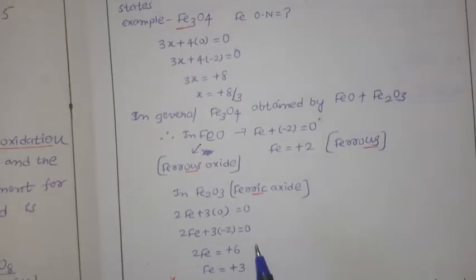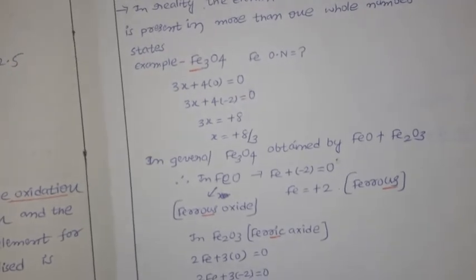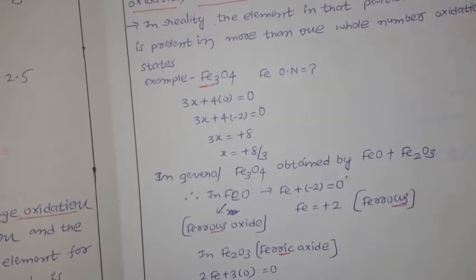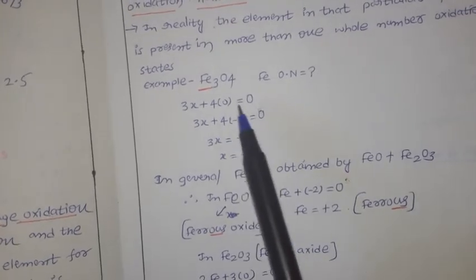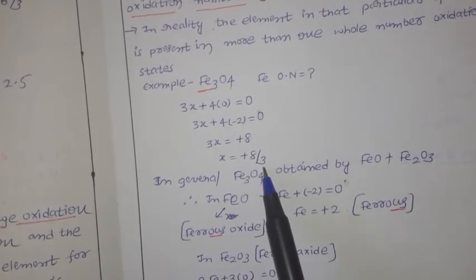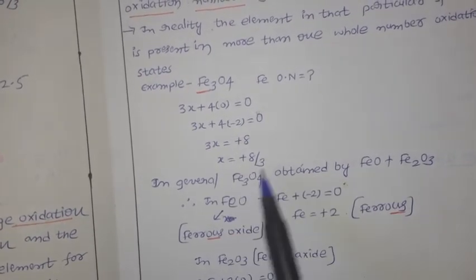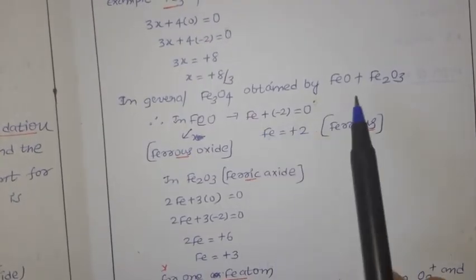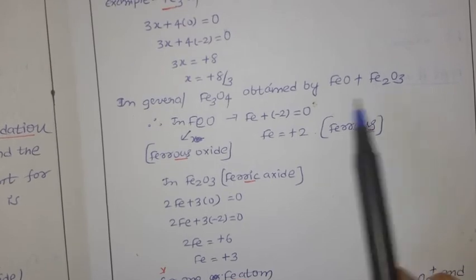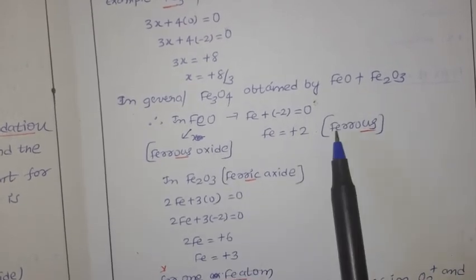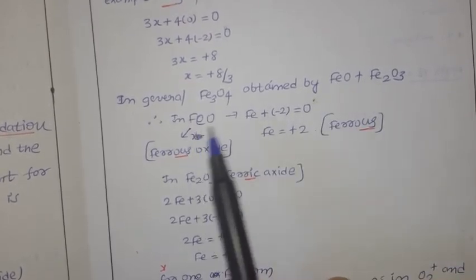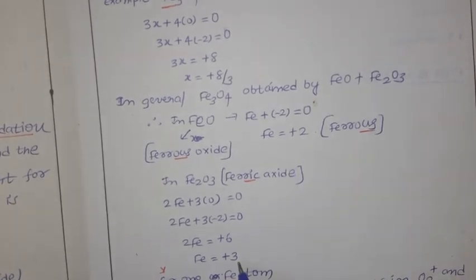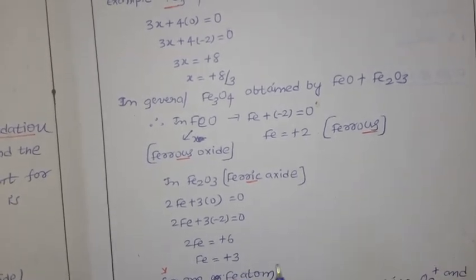So generally if you see here Fe3O4, if you go further with the general calculation, we get a fractional oxidation number, nothing but the average oxidation number. But actually it is a combination of ferrous oxide and ferric oxide. How do you calculate? If you see here, one iron atom has plus 2 oxidation state and the remaining 2 have plus 3 oxidation states.